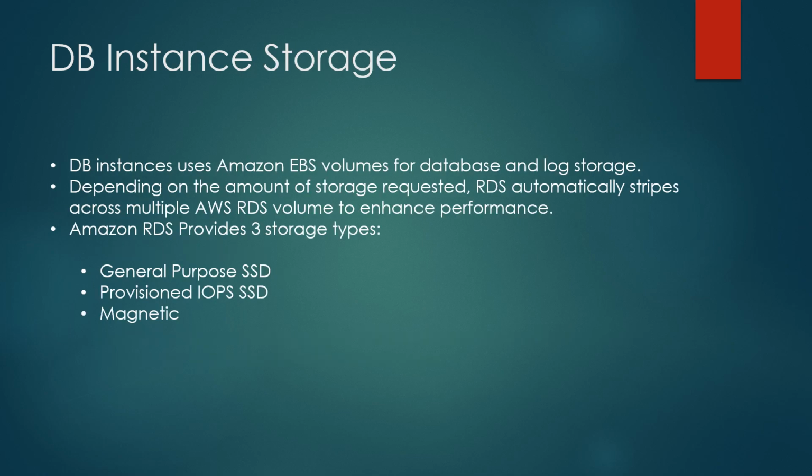For storage, RDS uses EBS volumes. Depending on the storage requested while creating the RDS instance, RDS automatically creates multiple EBS volumes. The three types of storage provided are general purpose, provisioned IOPS, and magnetic. General purpose SSD volumes offer cost-effective storage that is ideal for a broad range of workloads.